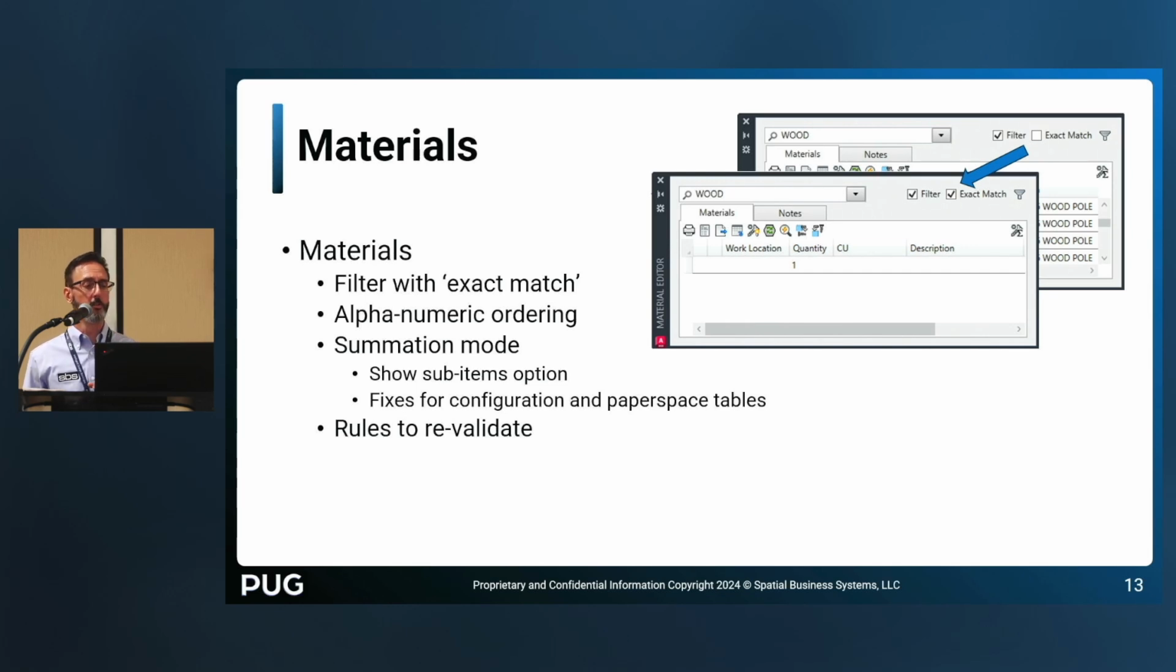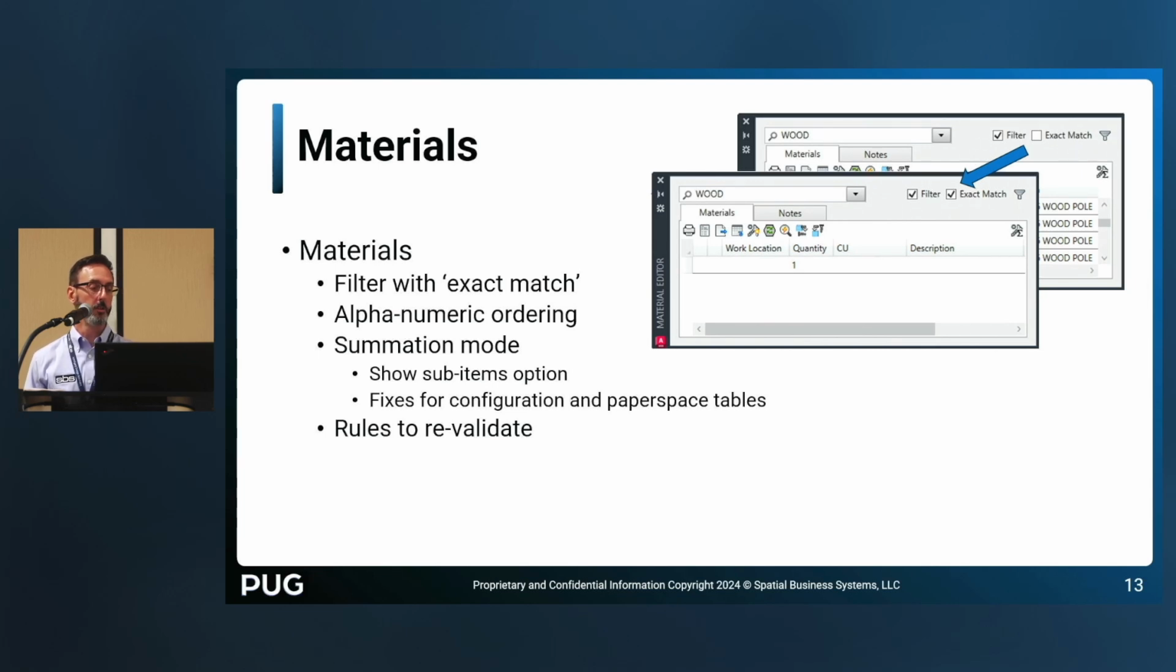There are also new options for alphanumeric ordering. These can now be applied to any field. So previously we had an alphanumeric sorting for the work location name itself, meaning you may have A1, A2, B1, B2 types of naming conventions. This can now be handled on any field. So you can configure any field in the material list to use an alphanumeric naming convention and sort on that.